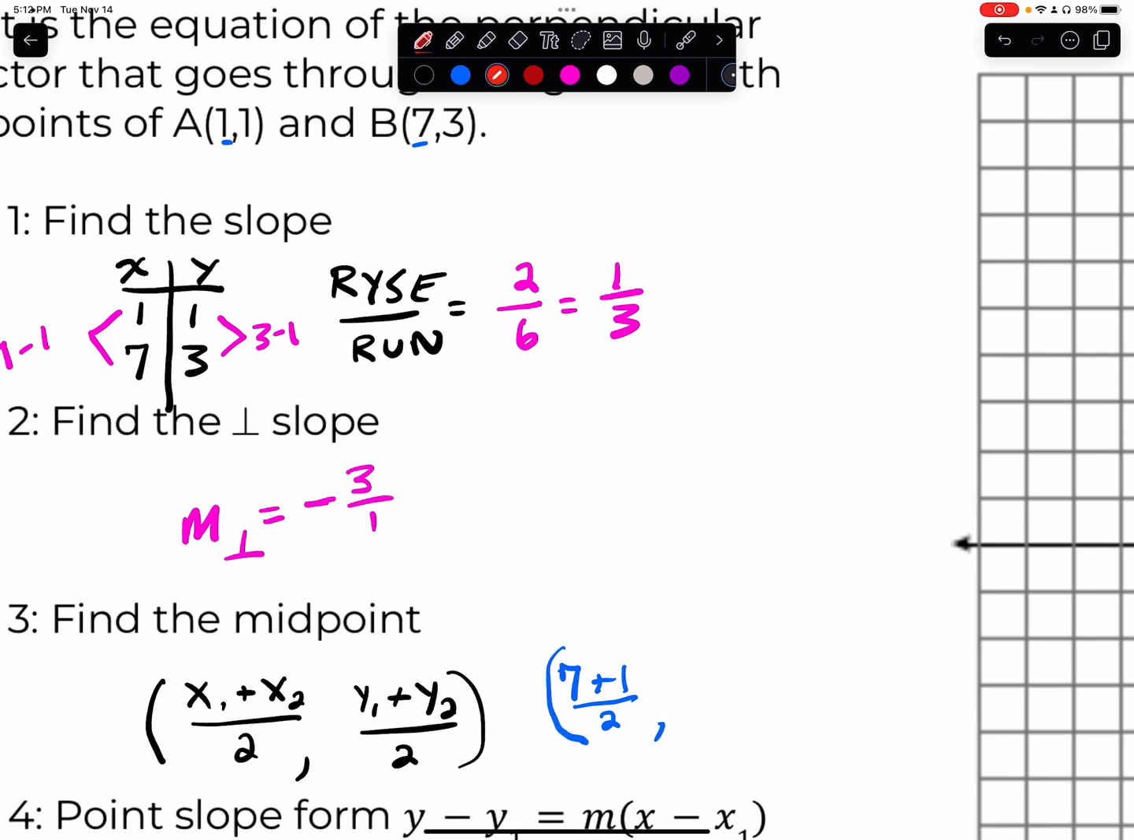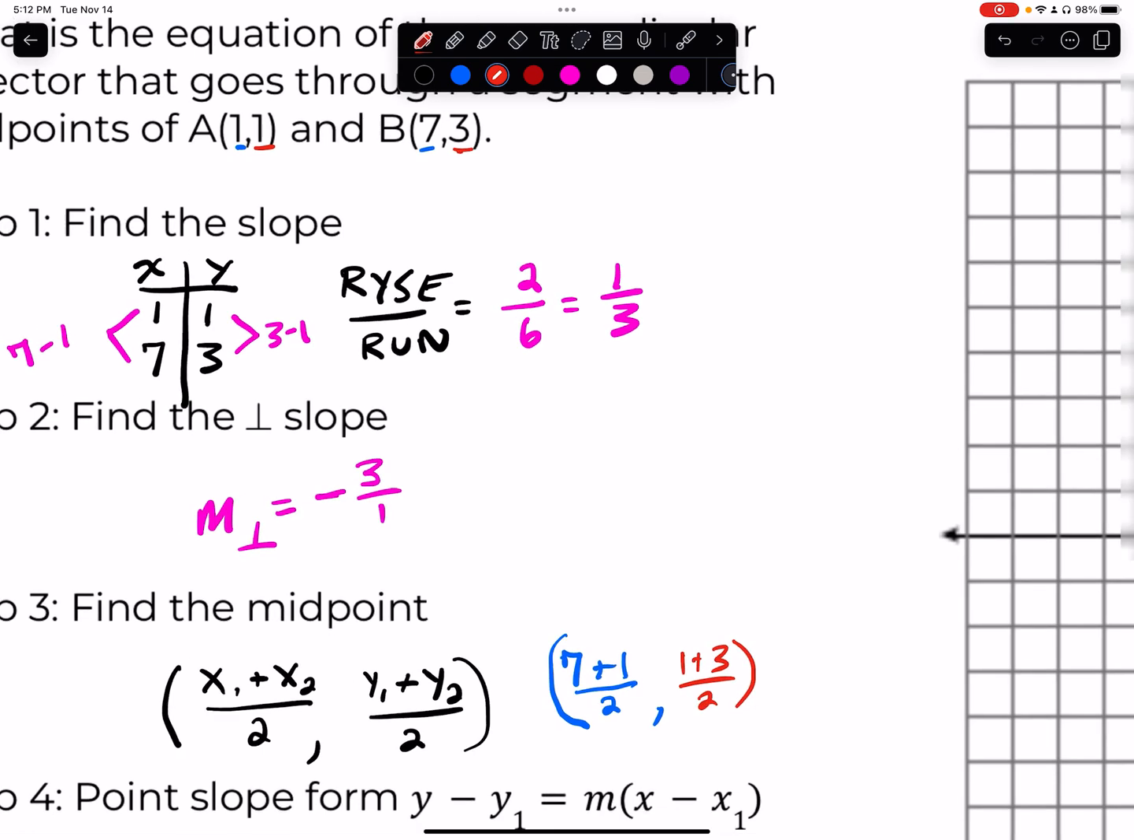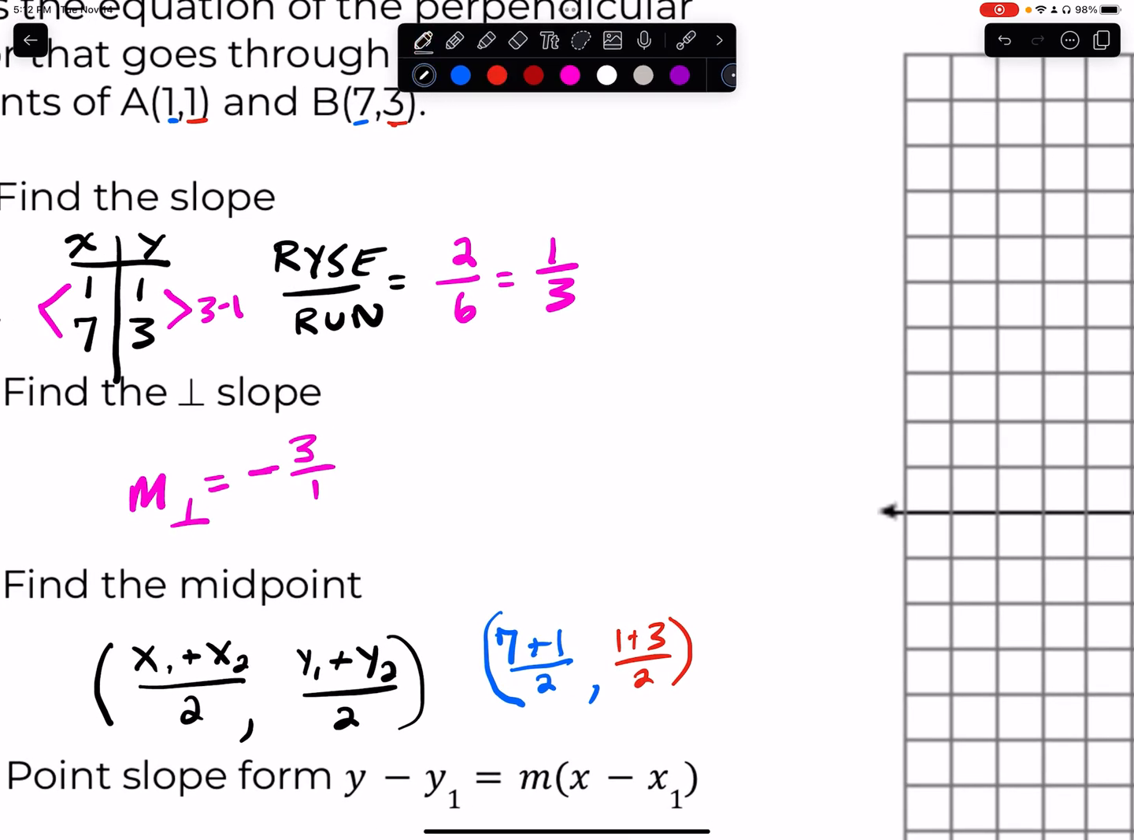And then the y value of the midpoint, if I've got 1 and 3, I've got 1 plus 3 divided by 2. It's going to give us the exact midpoint. So if I simplify, I've got 8 divided by 2 is 4. And then I've got 4 divided by 2 is 2.